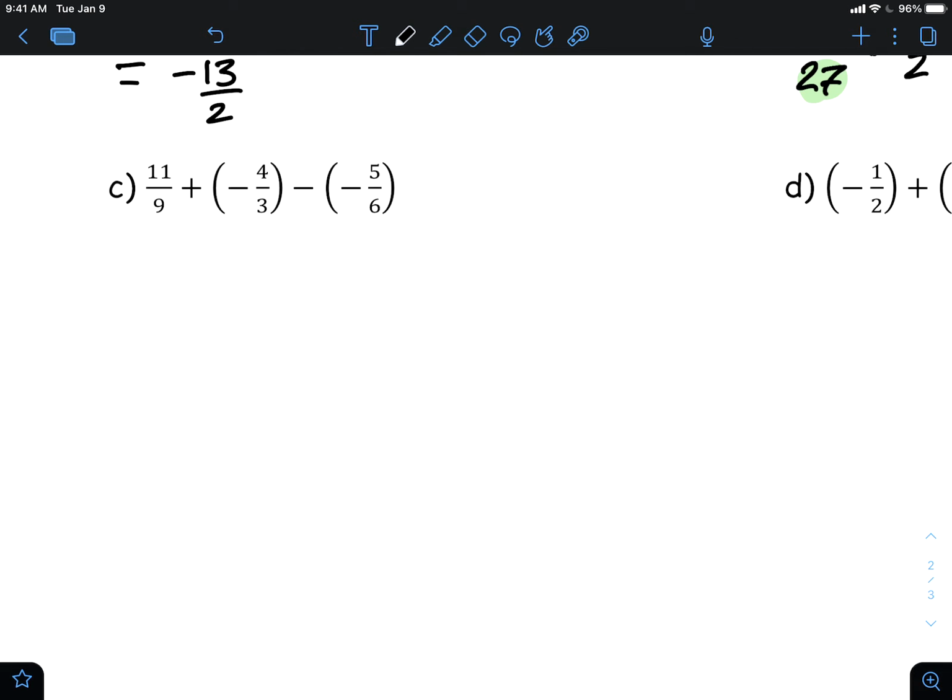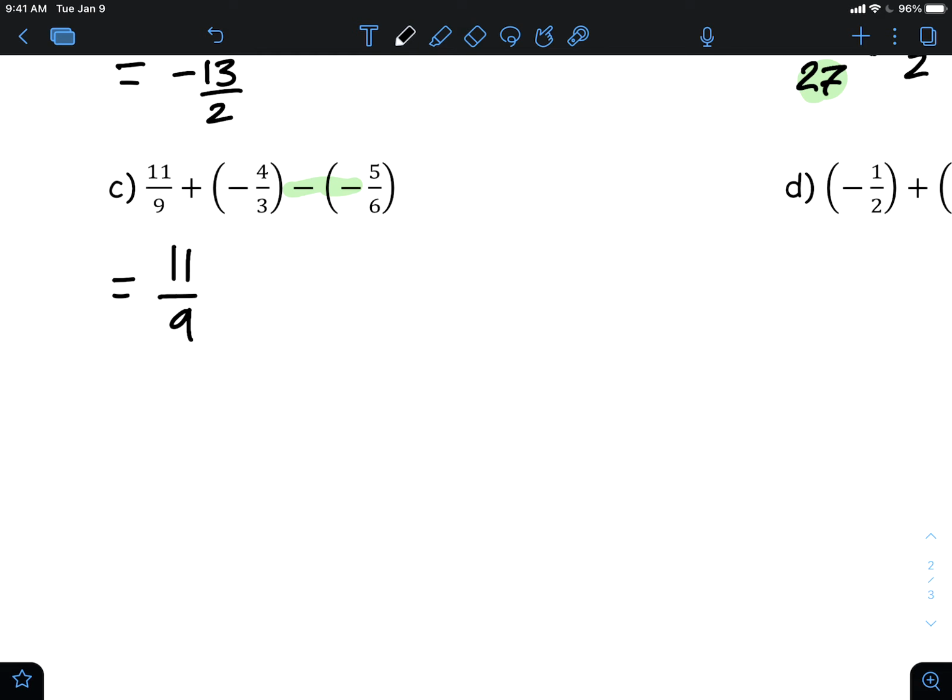So I'll talk about number C, or letter C, I guess. For C, we've got just some additions and subtractions, so it's a bit simpler. We've got 11 over 9 plus negative 4 over 3 minus negative 5 over 6. So the first thing we're going to do is cancel out those negatives. We don't really want those here. So that's equal to 11 over 9.